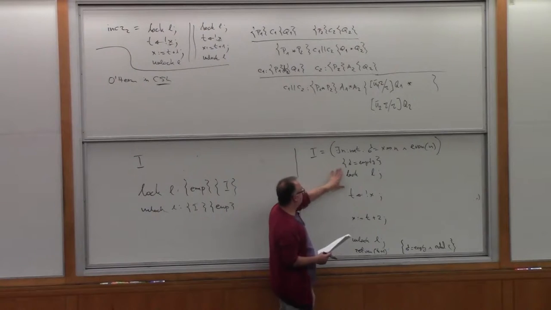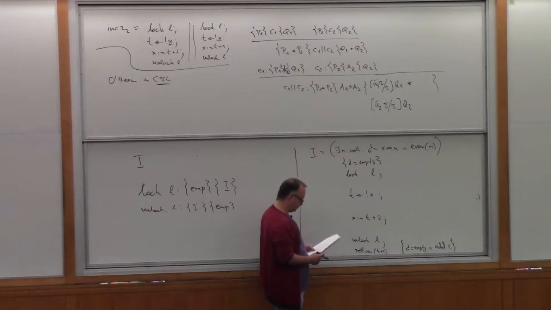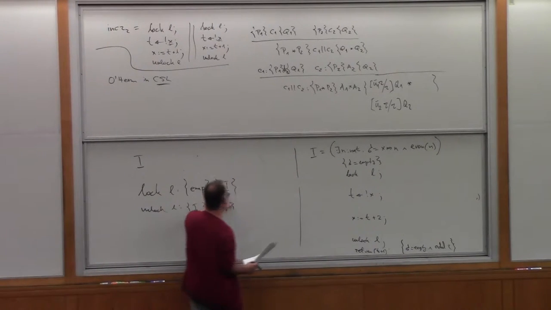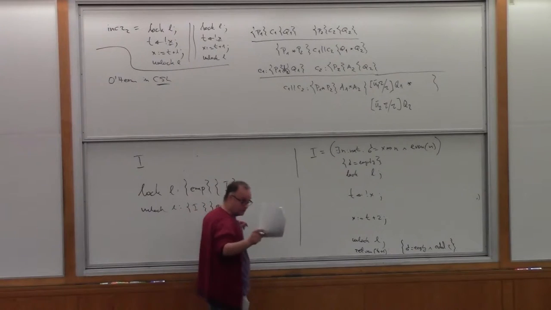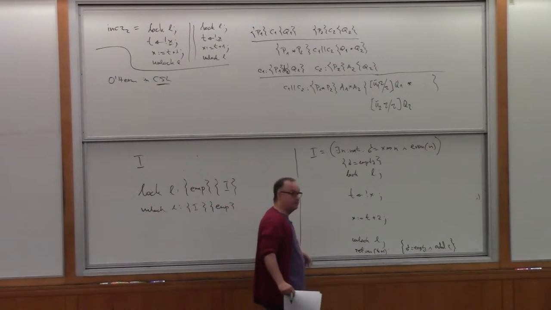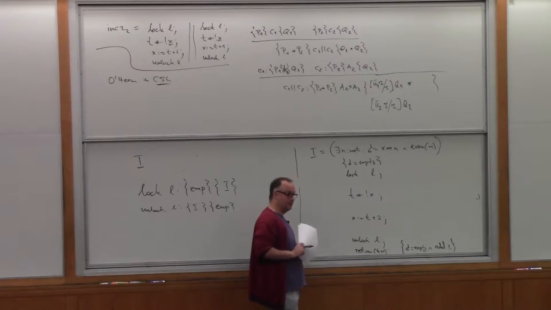So this is the proof outline. We start with the empty heap. Once we lock by this rule, yes? The second one was anything, right? You just return an odd number. Yeah. But how do I know that you did anything with your other function?